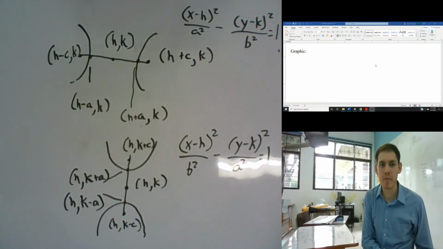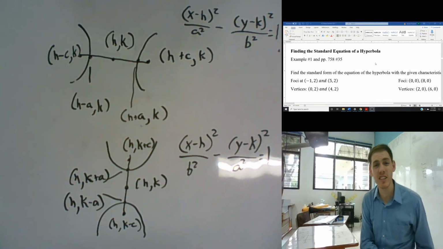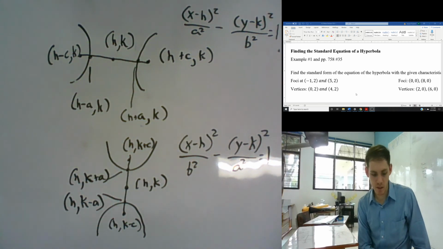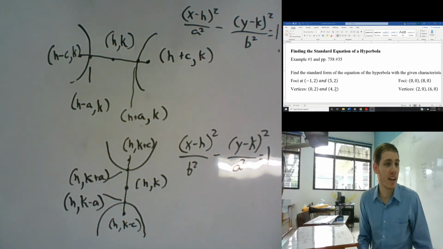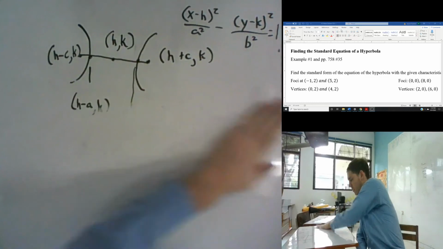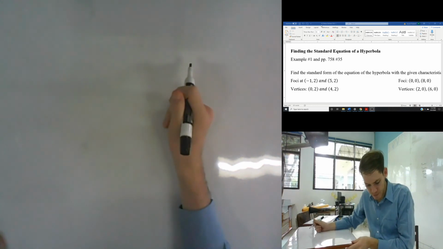Okay, we're moving on from the graphing to finding the standard equation of the hyperbola given different characteristics. Our first one, we are given the foci and the vertices. So we need to erase our board. That was plenty of time. You can always go back and get this graph. So it gives us our foci and our vertices. Now we need to know, what is c?